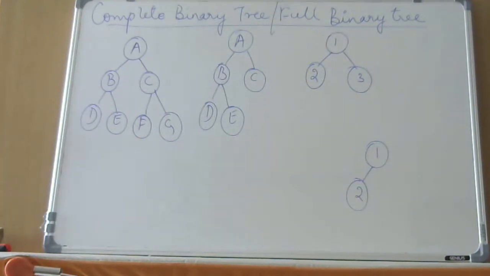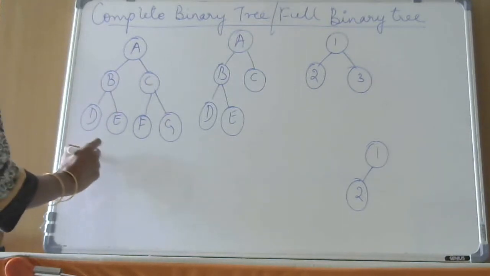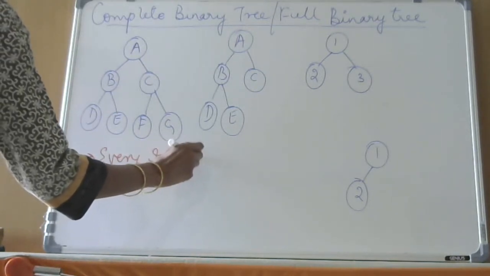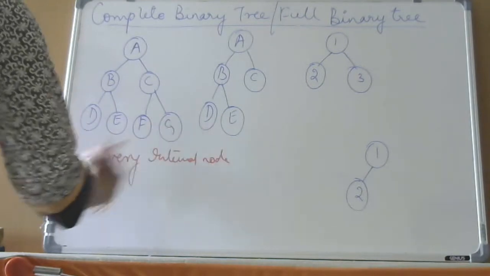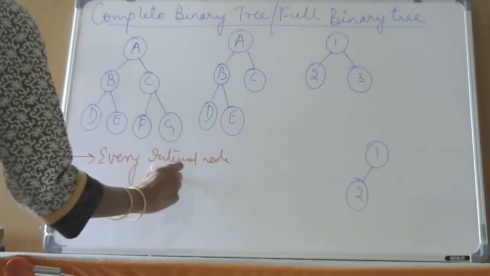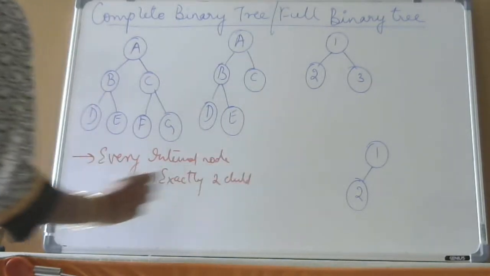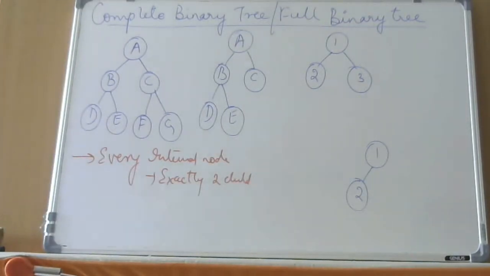What is a complete binary tree? How can we define that? A complete binary tree will always have two different properties. What are those? Every internal node should have exactly two children. That is your first characteristic.